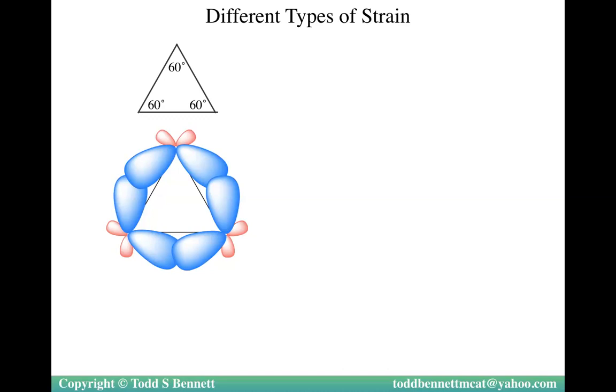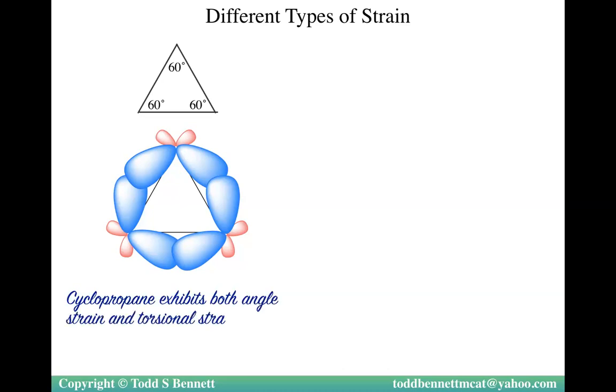So the three-membered ring cannot have good overlap of the orbitals. Hence, I refer to that as a type of ring strain. So cyclopropane exhibits angle strain. That's what this is. And the other thing is any substituents that are on there.